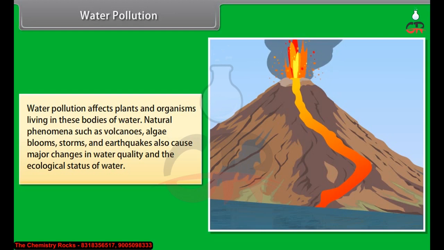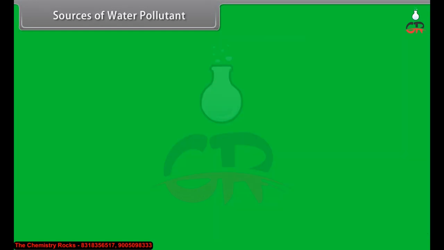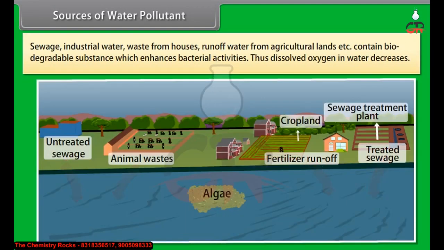Sources of water pollutants. Sewage, industrial waste, waste from houses, runoff water from agricultural lands, etc. contain biodegradable substances which enhance bacterial activities. Thus, dissolved oxygen in water decreases.